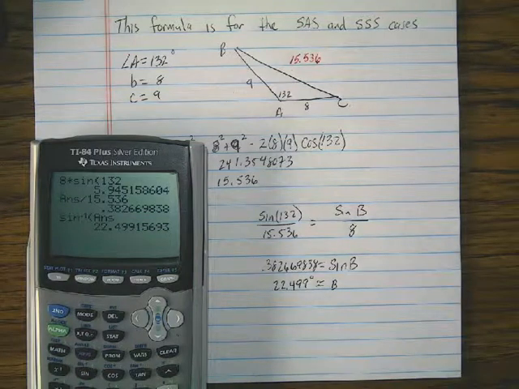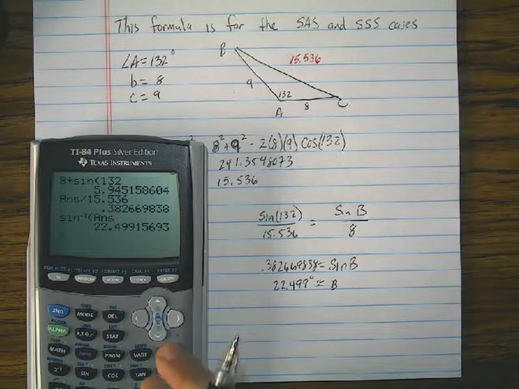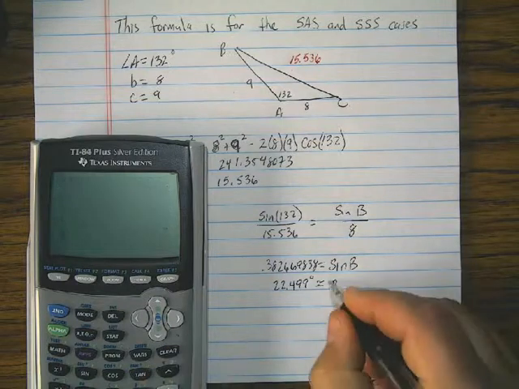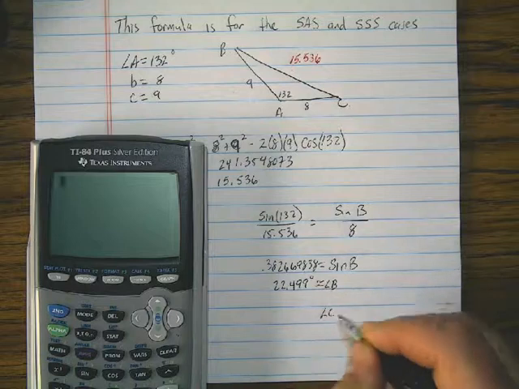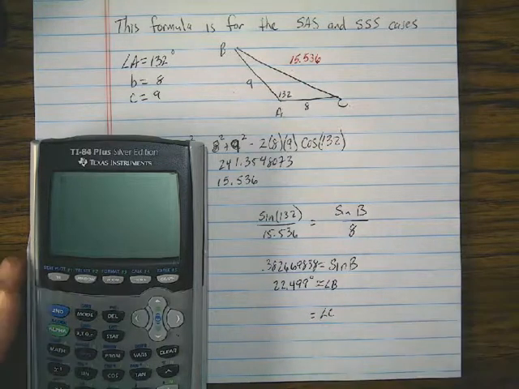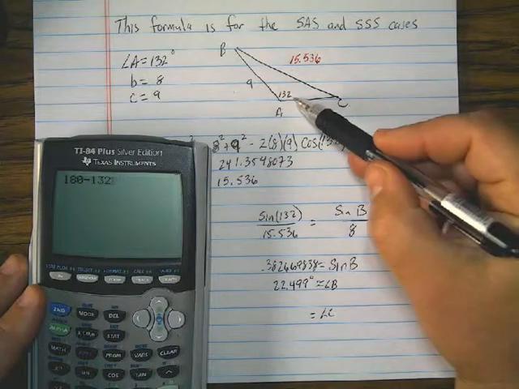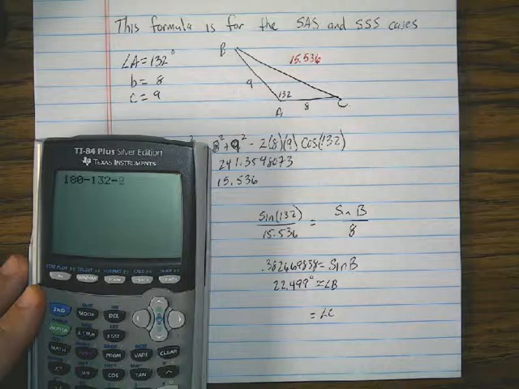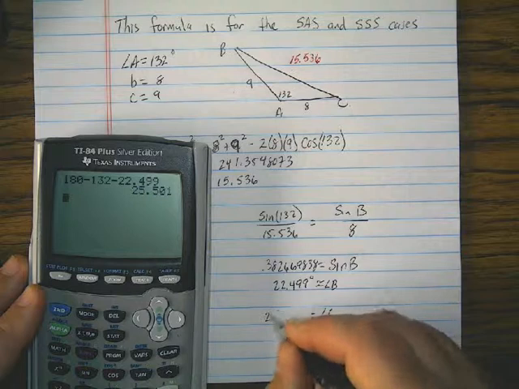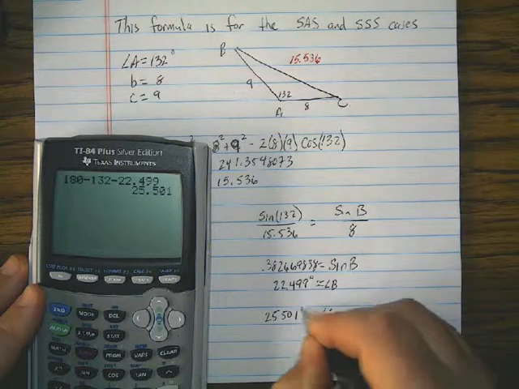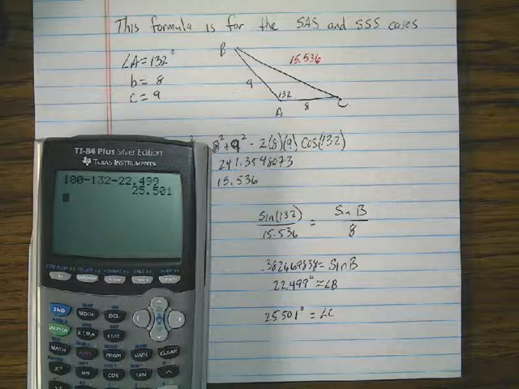And from that, I now know what angle C is. That's angle B. So angle C would be equal to 180 minus 132, because that's the original angle, minus the angle that we just found, 22.499, and that gives us 25.501 degrees for C. And you found all the missing information. And that is an SAS case for the law of cosines.